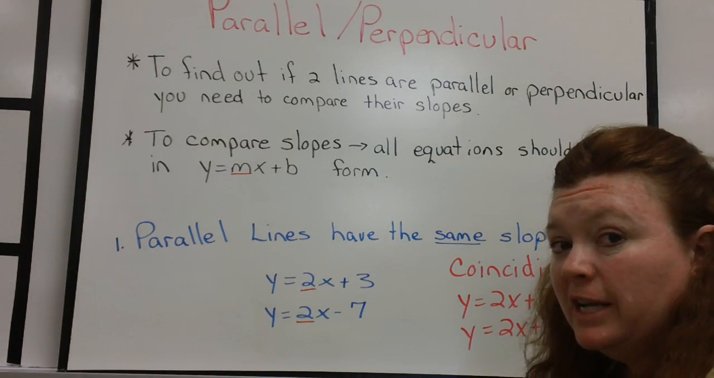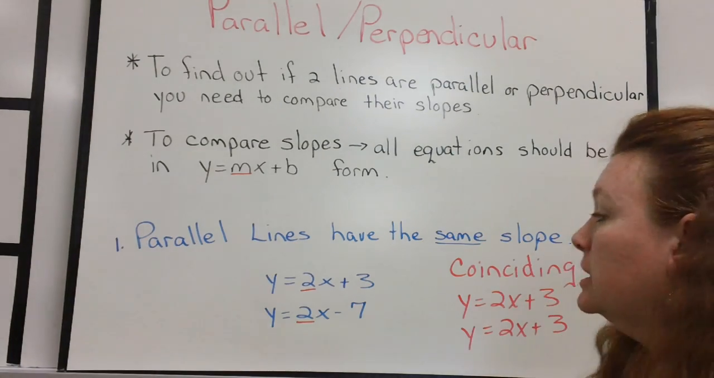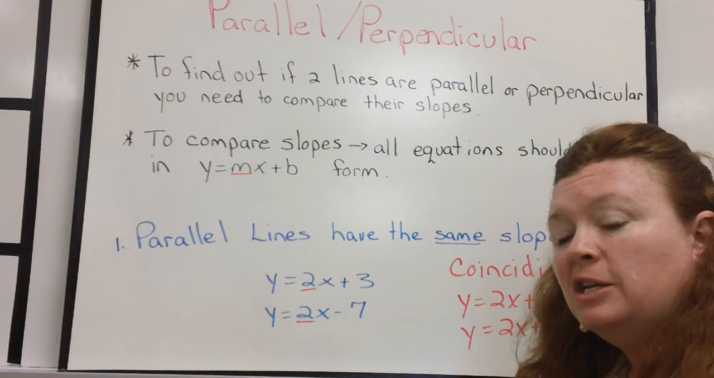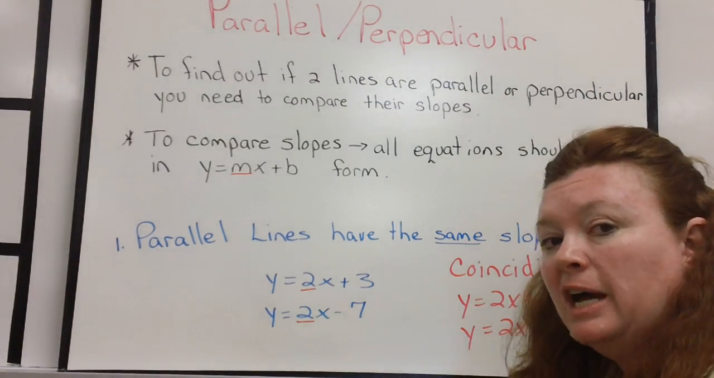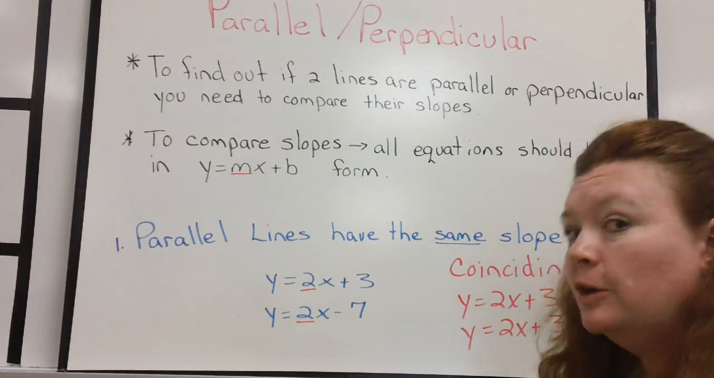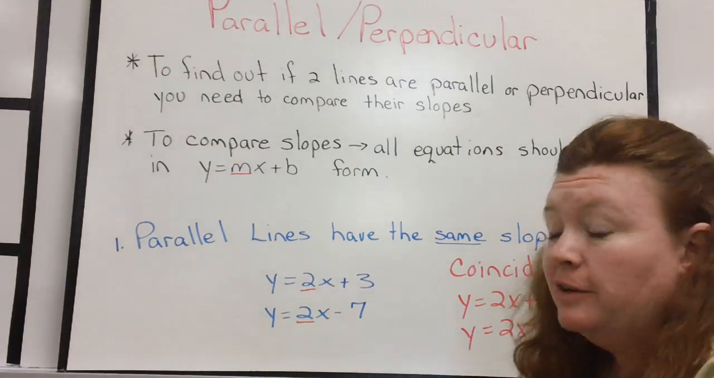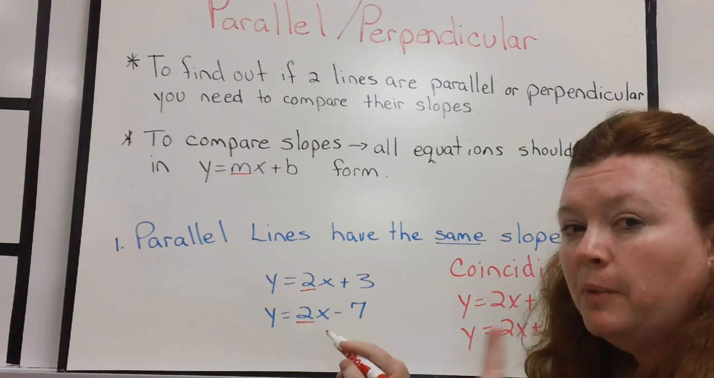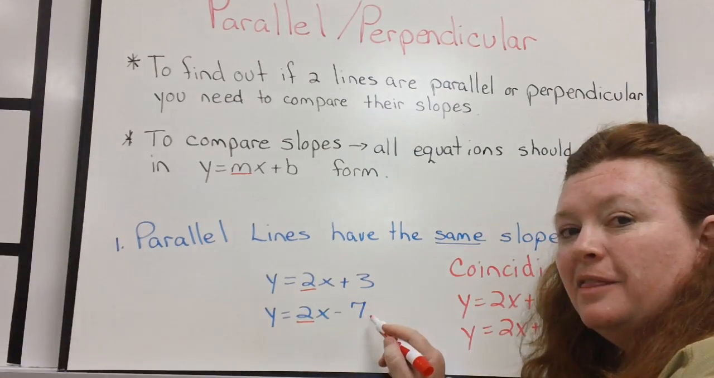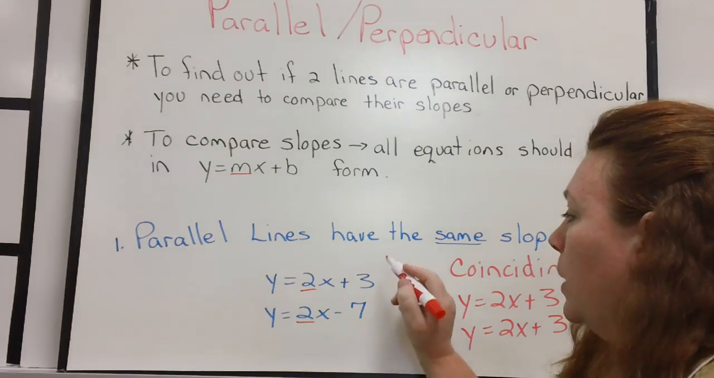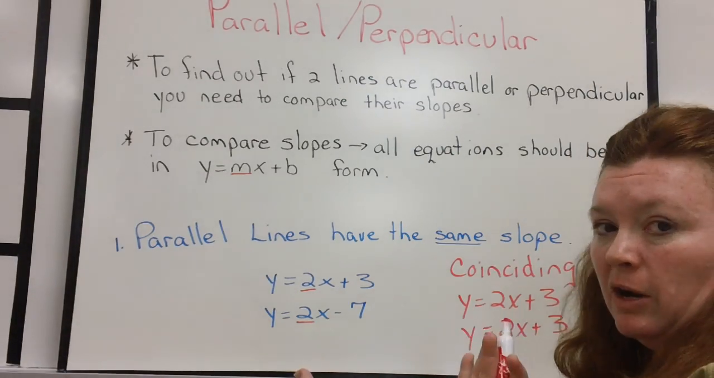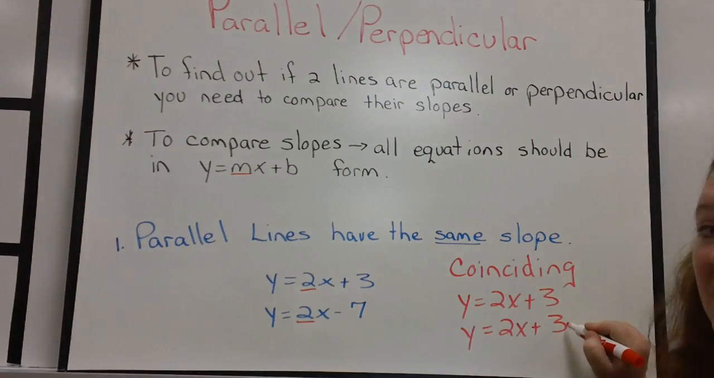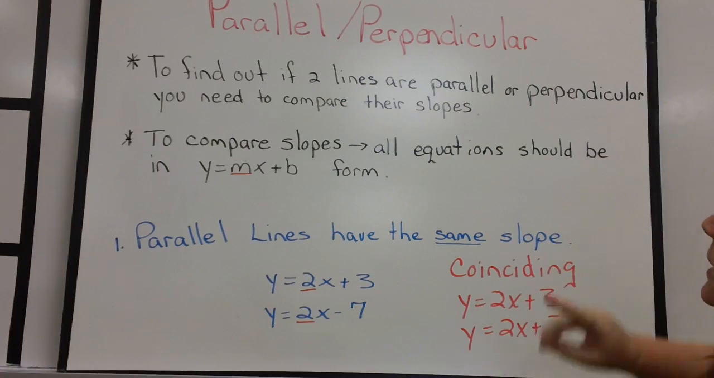So you have to be very careful when you're answering some of the questions. If the question is asking you, tell me if these lines are parallel, perpendicular, coinciding, or neither, you're going to look at their slopes, and if the slopes are the same, pause for a second and double check the y-intercept. If the y-intercept is different, then they are parallel. If the y-intercept is the same, they're coinciding.